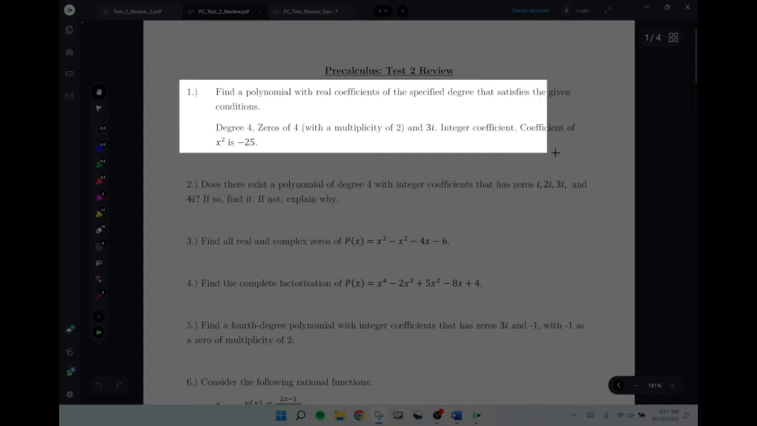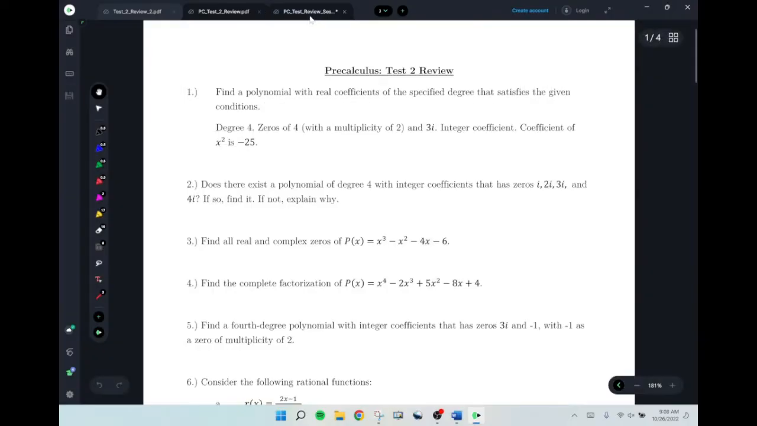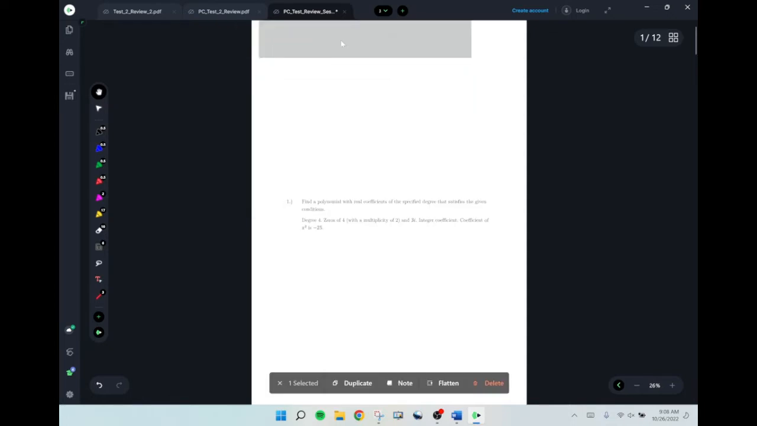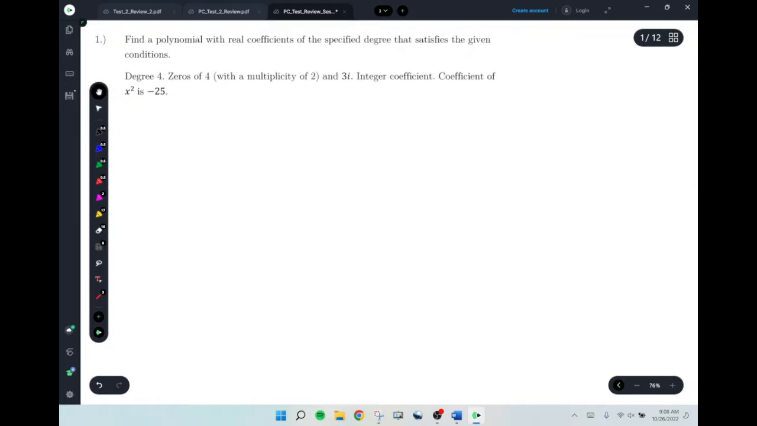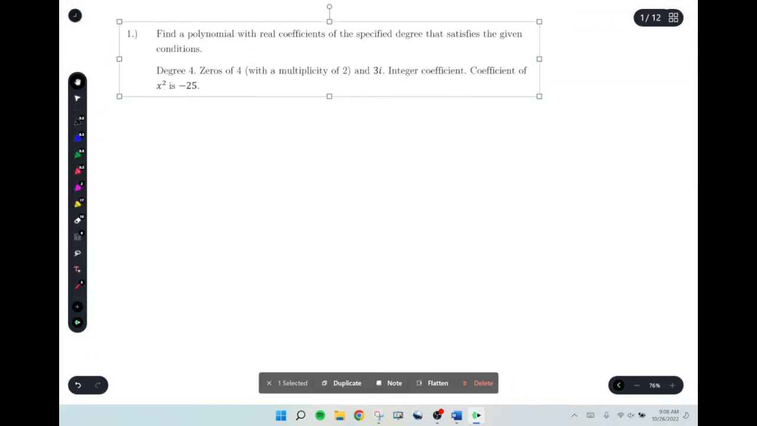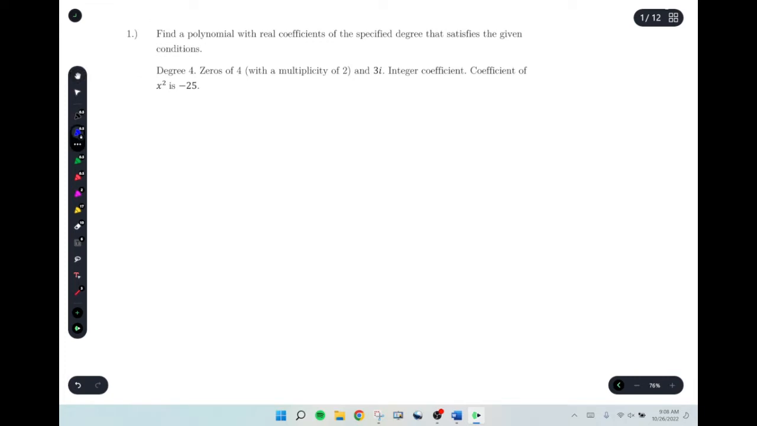So, here we go. All right. Find a polynomial with real coefficients to this degree with all of this stuff, right? First thing you got to know is what is a polynomial? Usually a polynomial is like, hang on.